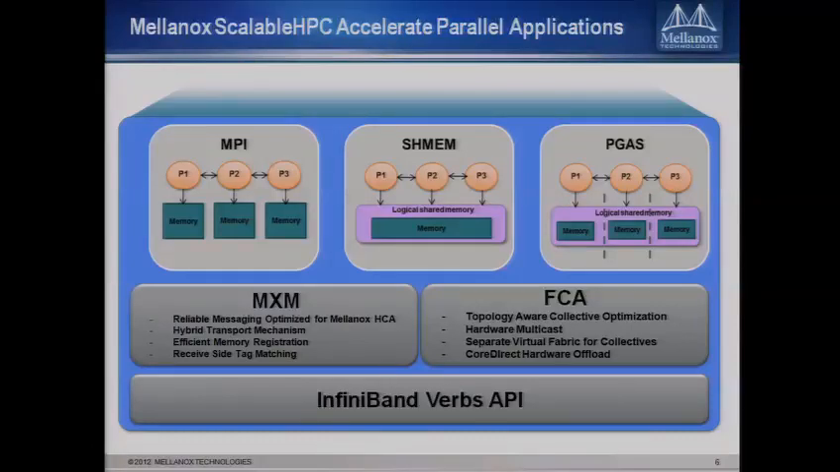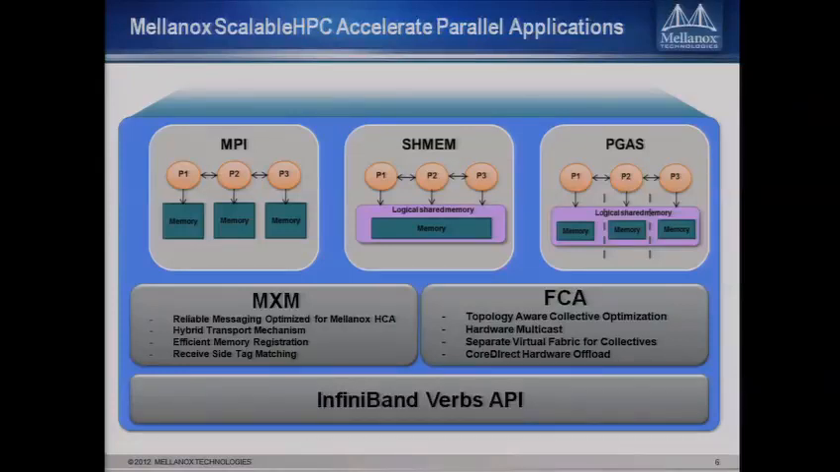The other package is called FCA, and I'm going to go into this a little bit more in depth further on in the presentation, but basically FCA is the Fabric Collective Accelerations. So the MPIs and the other parallel programming languages use things called collectives. And a collective operation is basically an operation across all of the processes in a particular job.